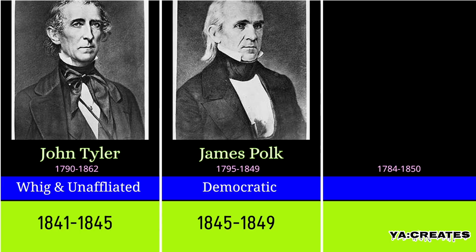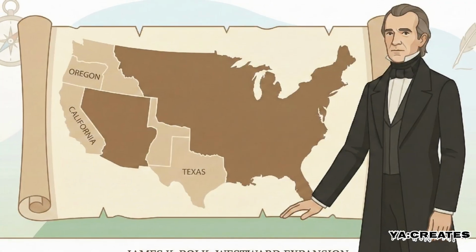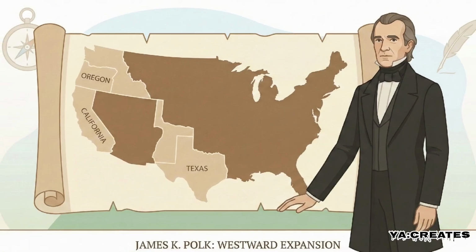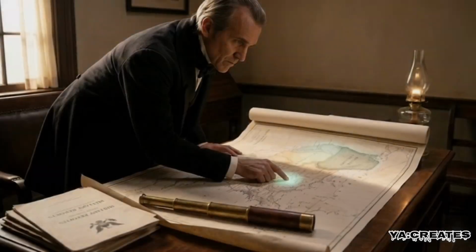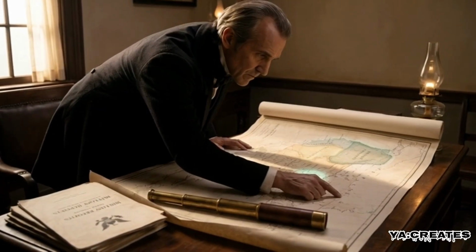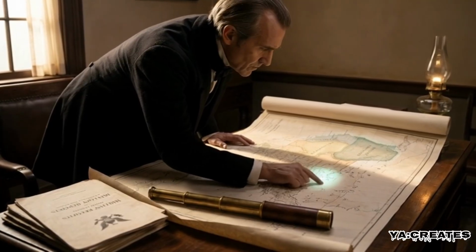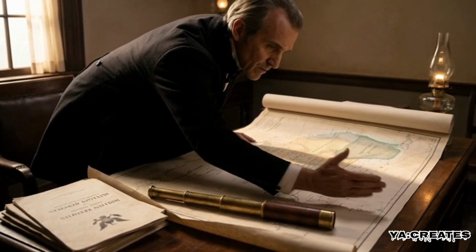James K. Polk, 1845 to 1849. James K. Polk was a dark horse candidate who massively expanded US territory through the Mexican-American War, fulfilling his ambitious one-term agenda before retiring voluntarily.